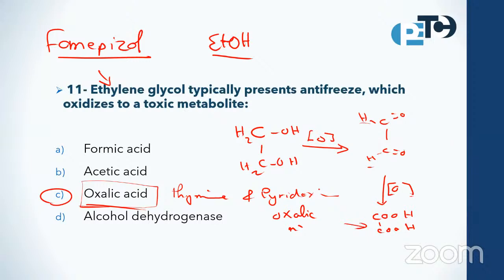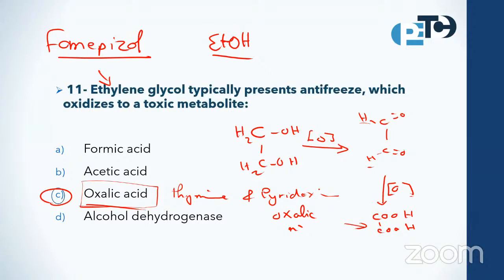What is the role of ethanol in this case? Ethanol competes for alcohol dehydrogenase. Yes, ethanol will compete with ethylene glycol for the same enzyme, so that decreases the possibility of metabolism of ethylene glycol, and the resultant oxalic acid amount will be decreased. This is the role of ethanol in this case.